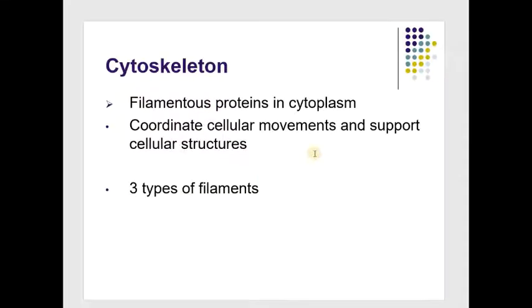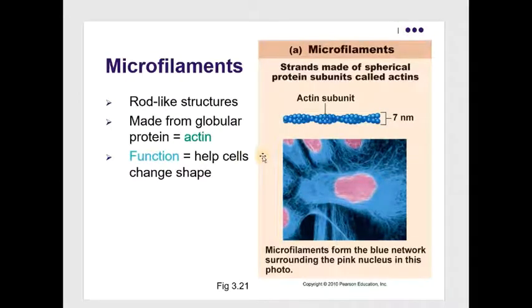Another part of the cytoplasm are cytoskeletons. Cytoskeletons are filamentous proteins that allow cellular movements and support. So it's going to allow these packaged materials, or materials in general, to move throughout the cell, and it's going to maintain the shape of the cell, whether it needs to be a circle or a square, those sort of things. We have three different types of cytoskeletal filaments.